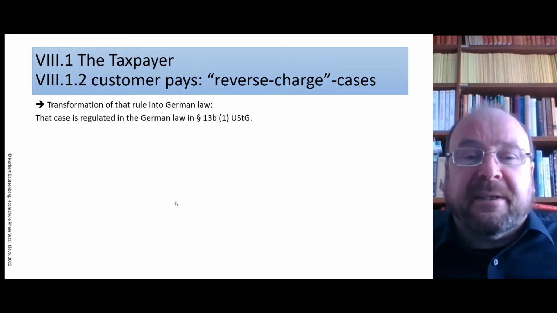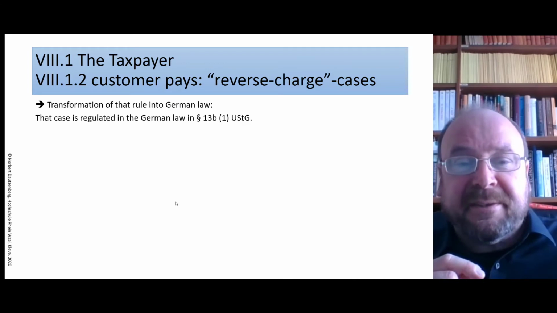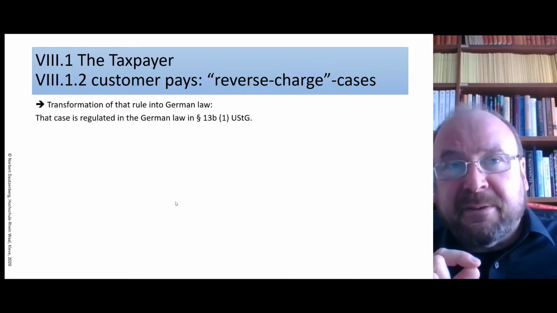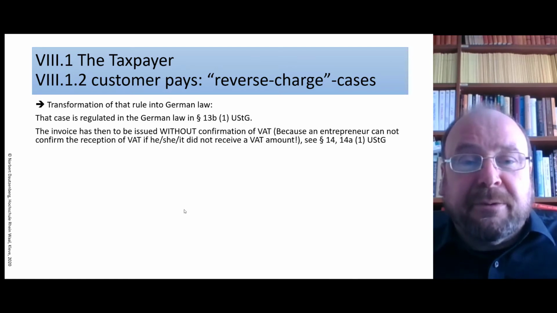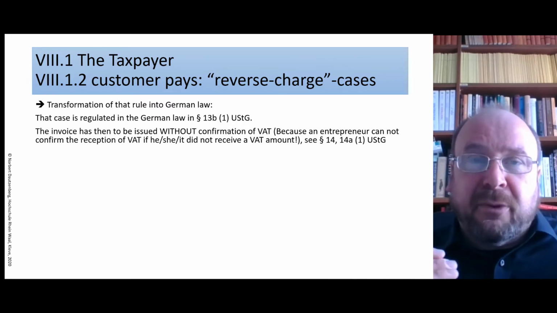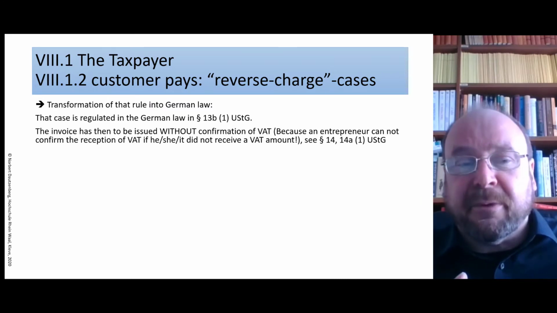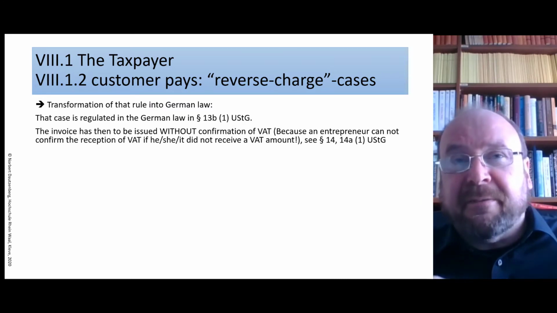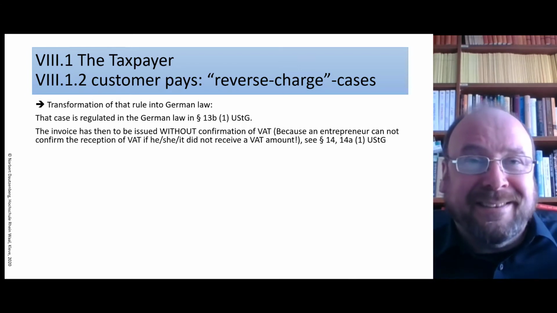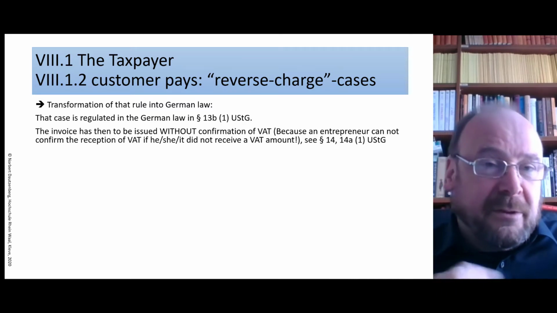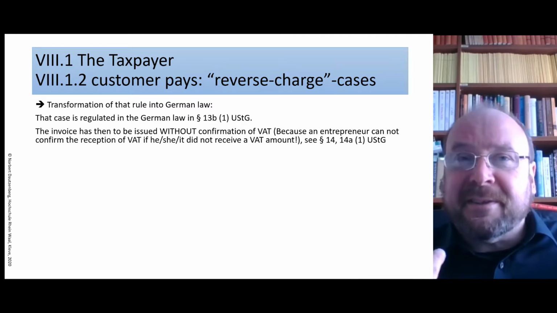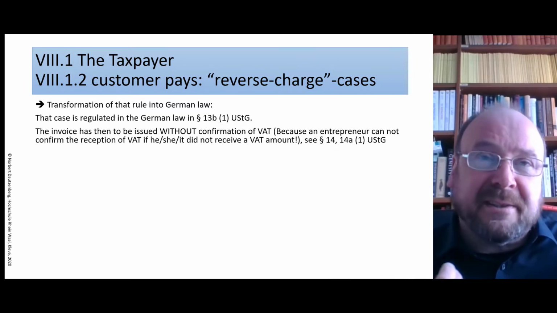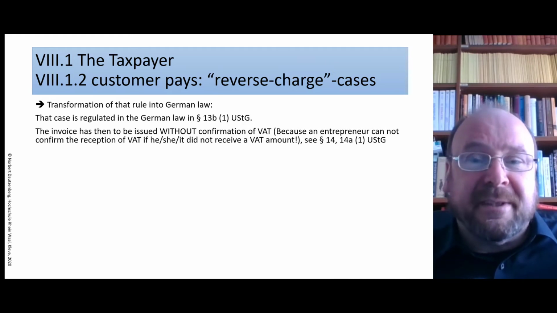You find that in Germany in paragraph 13b(1) UStG, which is explicitly limited to exactly these cases and says that in those cases the customer, the entrepreneur customer, owes the tax to the fiscal office, so that the price paid to the foreign entrepreneur will always be a net price. In such a case, naturally, the foreign entrepreneur cannot charge and confirm VAT in the invoice, because the price paid to the foreigner is just a net price, and the customer is the person who transfers the VAT amount on top to the fiscal office directly.